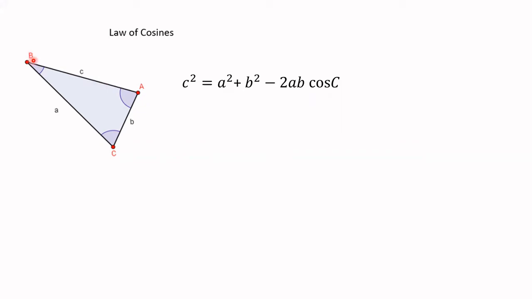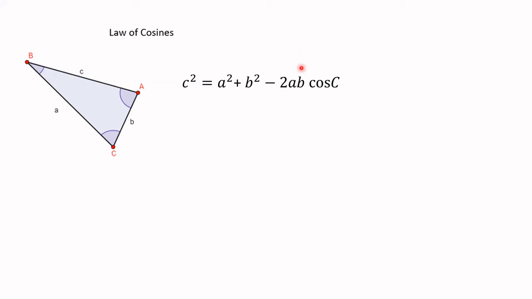It relates the length of side C, right here, to the lengths of the other 2 sides and to the angle across from side C. So the angle that goes in the cosine function here is the angle opposite this side. And you'll notice that that angle capital C is the angle formed by sides A and B. So this angle is the angle between these 2 sides.